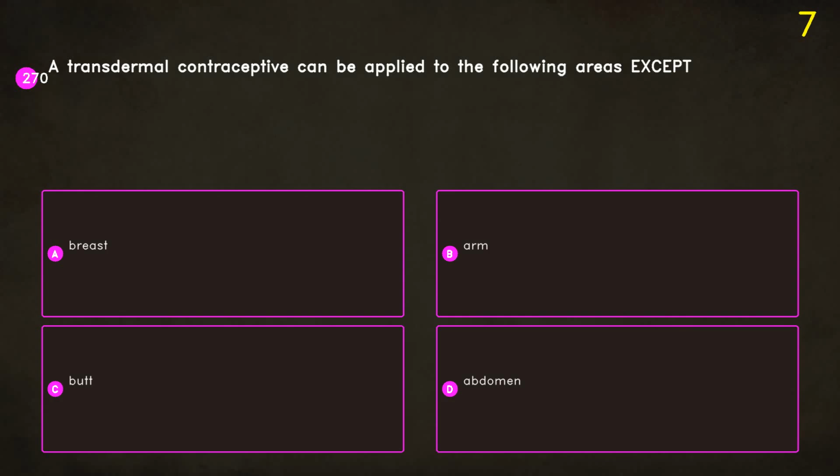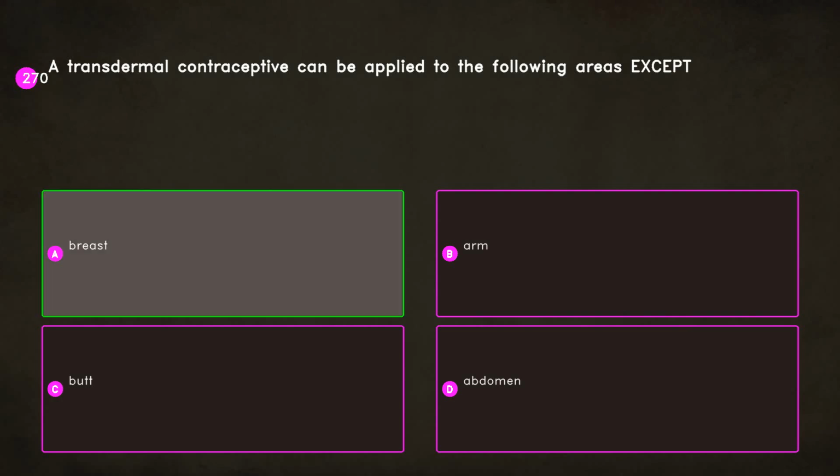Question 270. A transdermal contraceptive can be applied to the following areas except A. Breast, B. Arm, C. Butt, D. Abdomen. The correct answer is breast.